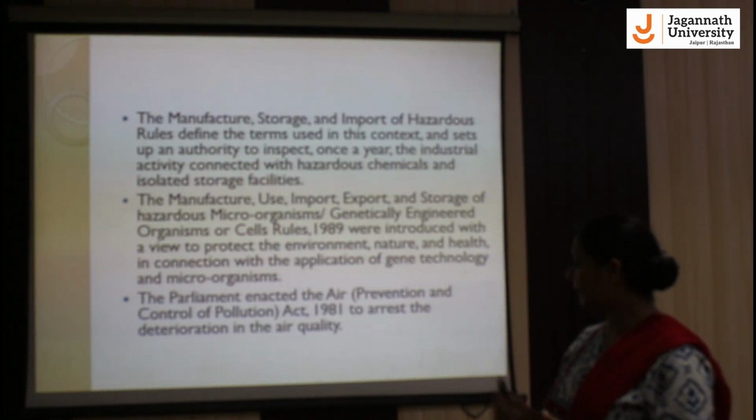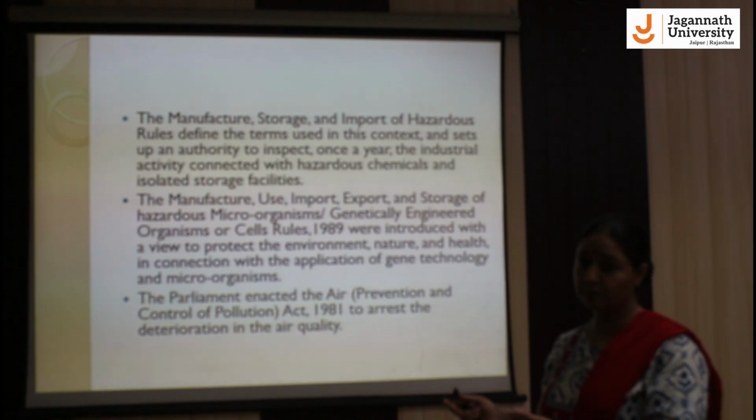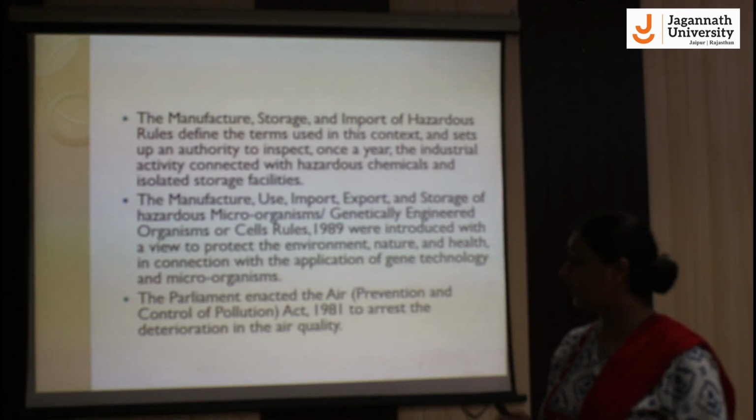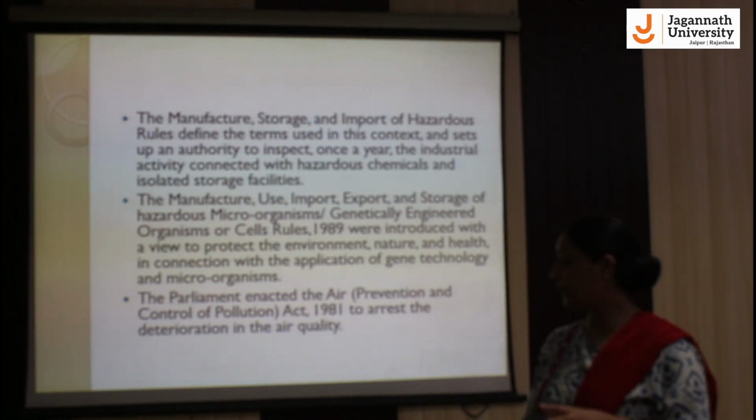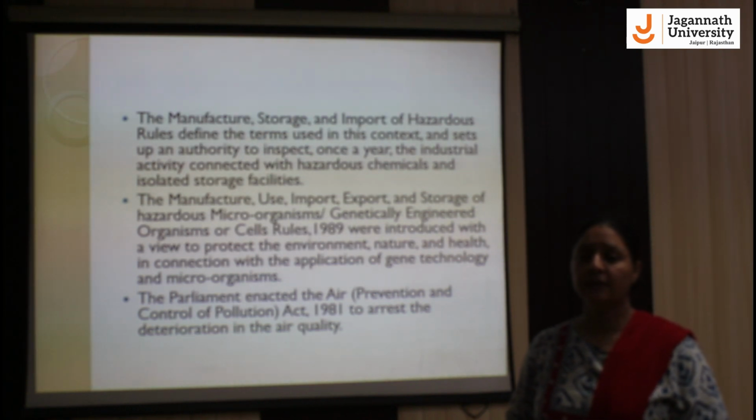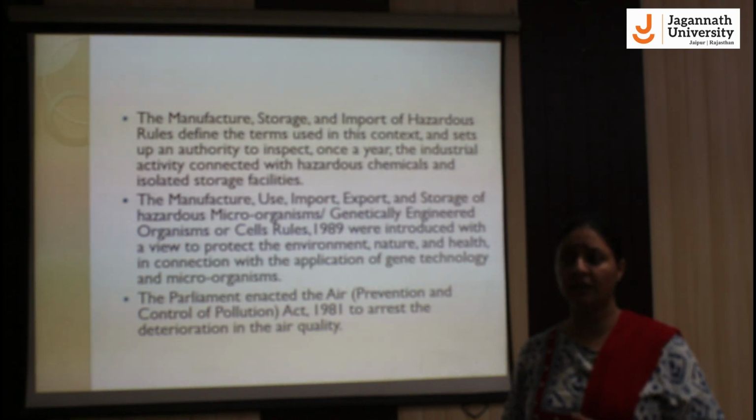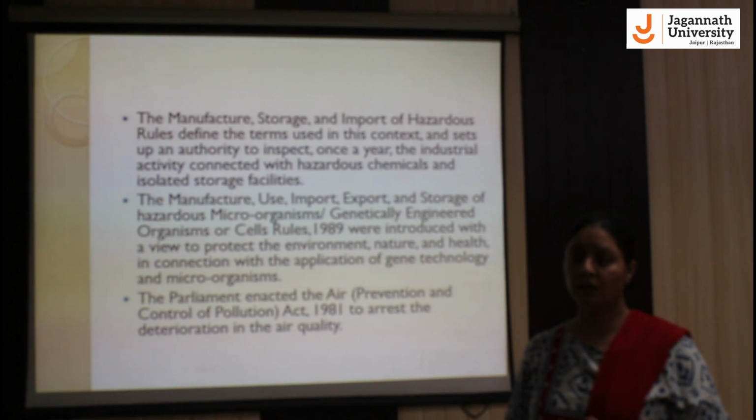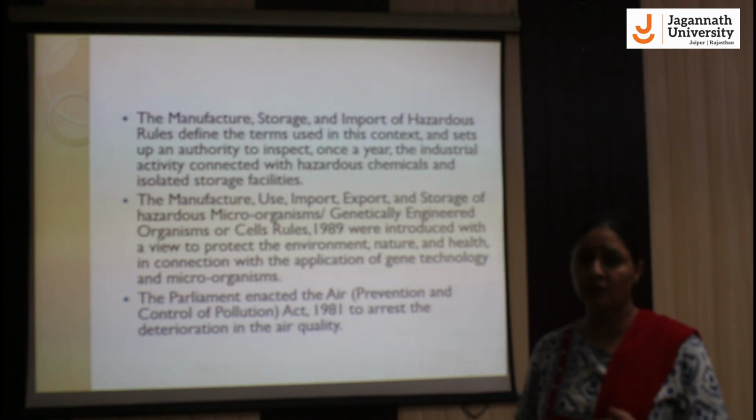The Parliament enacted the Air Act for the prevention and control of air pollution in 1981 to arrest the deterioration in air quality. That means in this act we can cover all kinds of basic sources which affect the environment due to their qualities and disturbance.